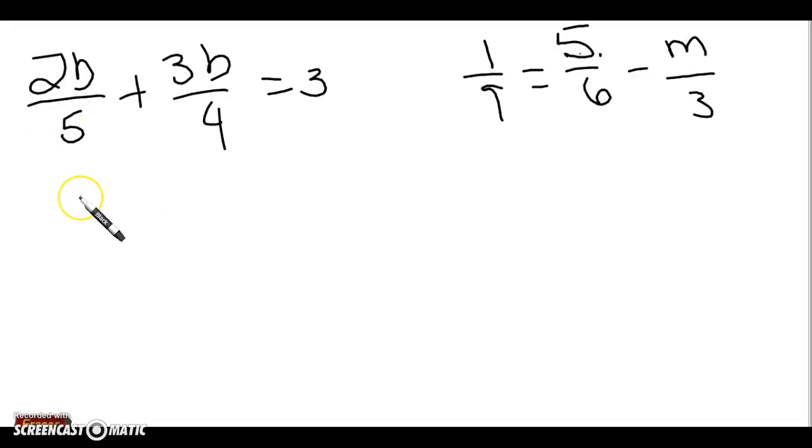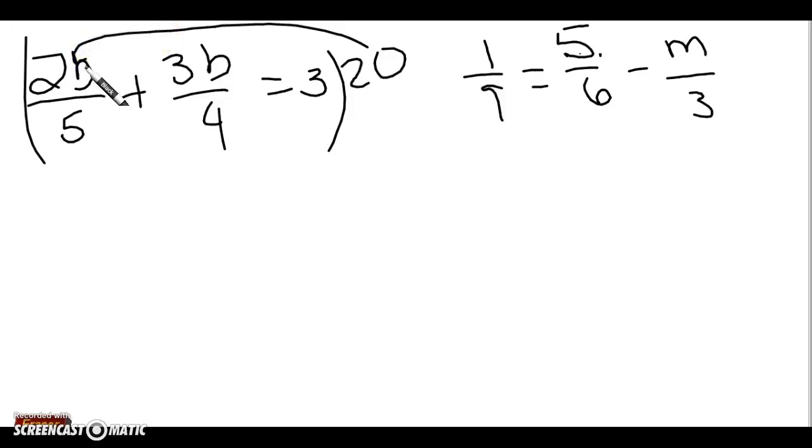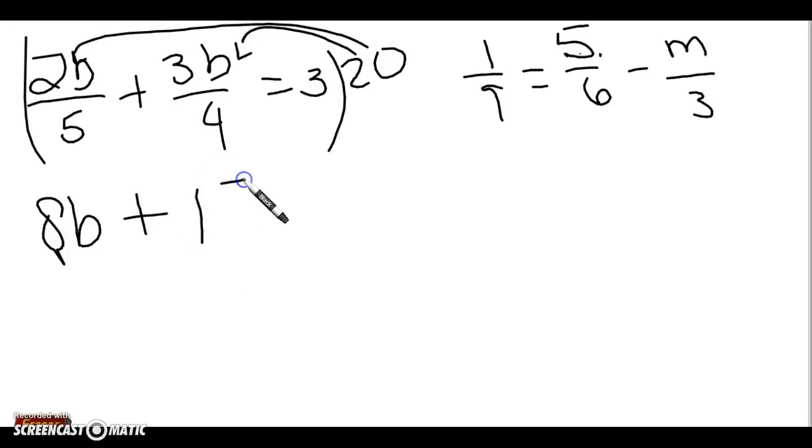So let's do the first way, where I multiply by my least common multiple, my least common denominator. And so I multiply everything by 20. So 20 times 2b over 5 will give me 8b, plus, then when I multiply everything by 20 here, that gives me 15b. And then 20 times 3 gives me 60.